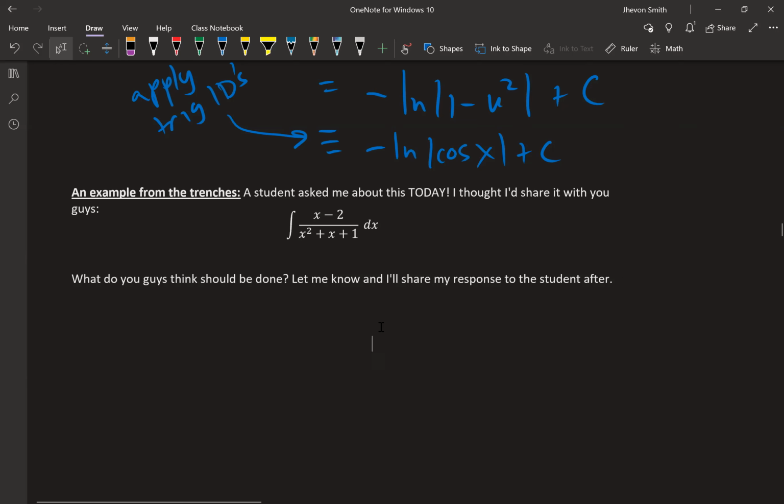Right. So I'm going to share the email response I had, and maybe we can discuss it afterwards as well. But I'd like to know what you guys think. So there was an integral of x minus 2 divided by x squared plus x plus 1. So there's this random integral that showed up while they were doing another problem in the homework. And they're like, I didn't know how to deal with it. And we dealt with it. So, all right, go.